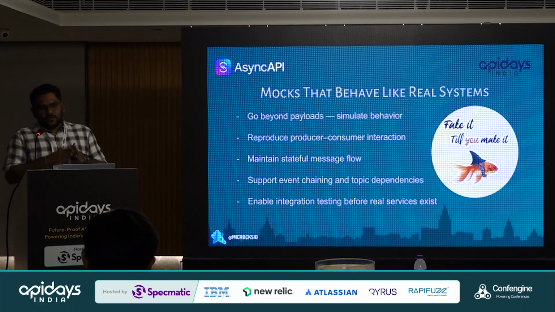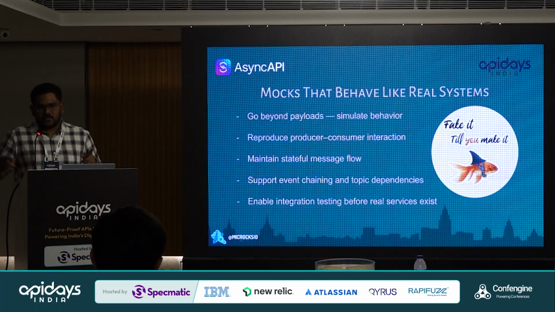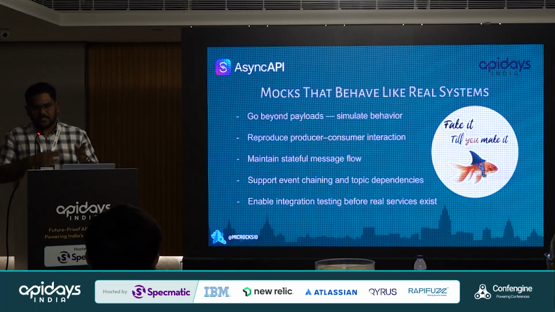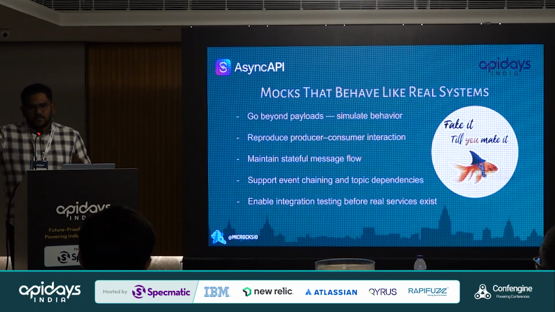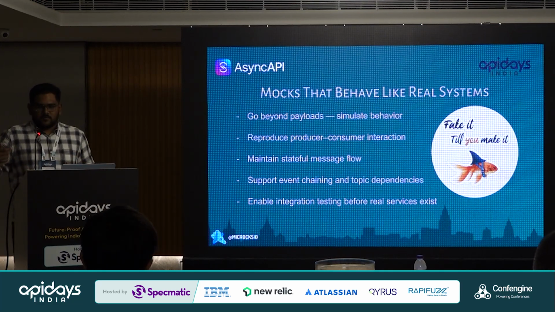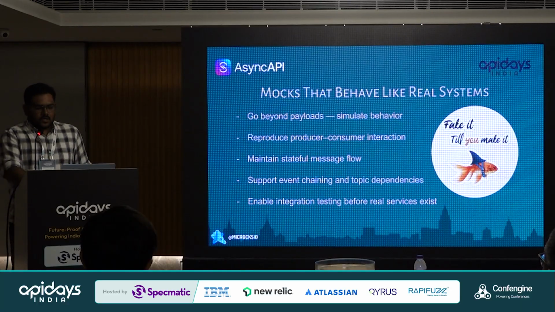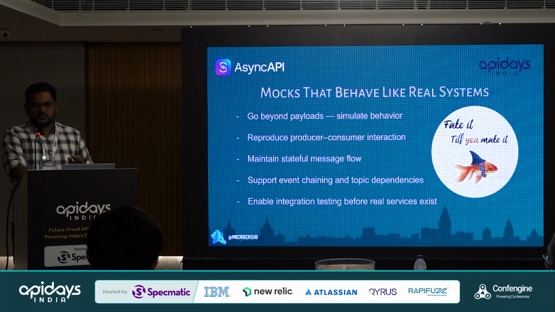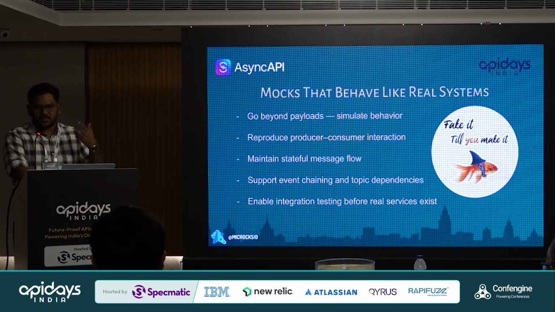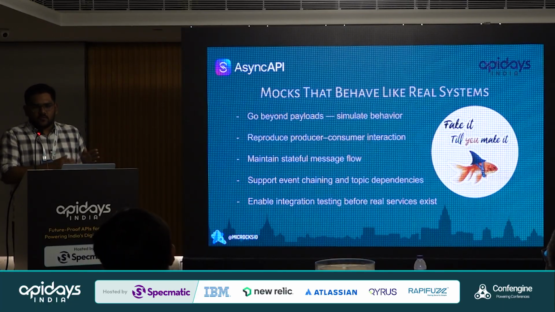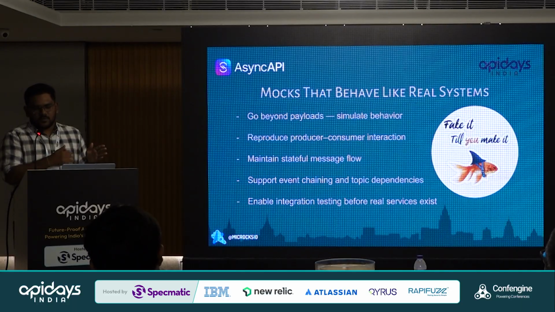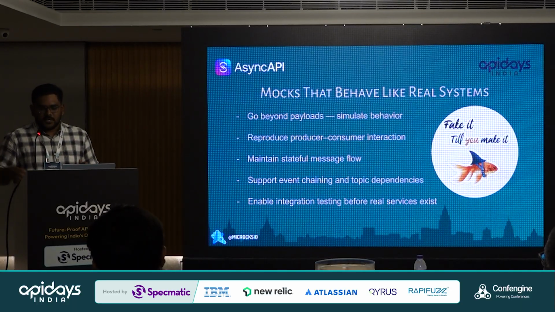Also, during this mocking, as we have previously seen, there is a challenge called message chaining. On the occurrence of a particular event, another event will get called. That is what we have to simulate, and that is the main goal of mocking this API. Then we have to enable integration testing before the real service exists. That is the main goal of our mocking, because we are using these mocks as a contract test for the actual APIs.